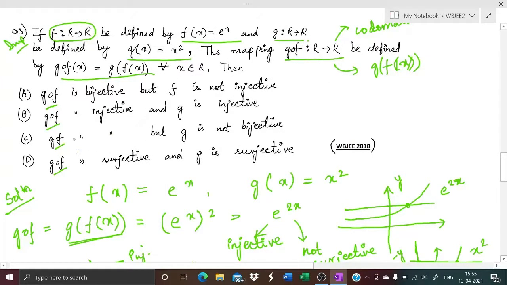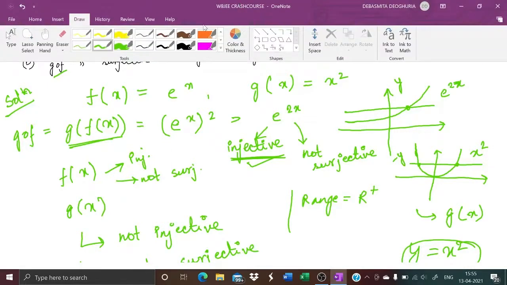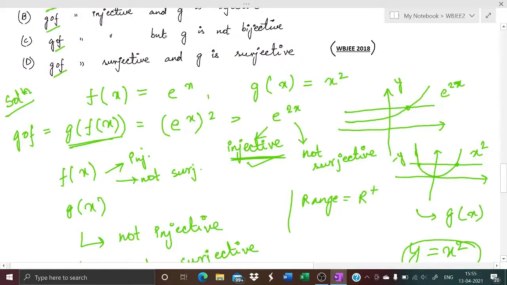Third option, g of f is injective but g is not bijective. Okay, this option is correct. Why? इधर देखो, g of f तो इंजेक्टिव है, इंजेक्टिव राइट. Let me take another color. G of f is injective as you can see from here, but g of x, it is neither injective nor surjective. Then how can it be bijective? So g is not bijective but g of f is injective. So this option is correct.